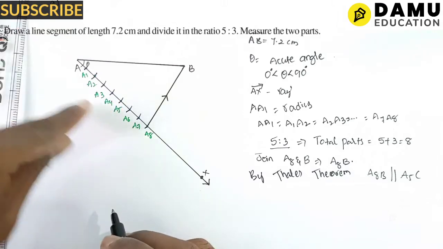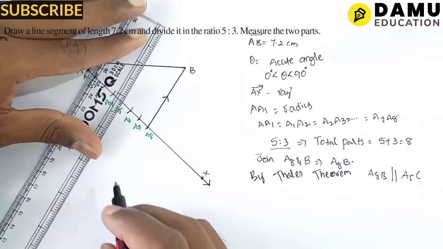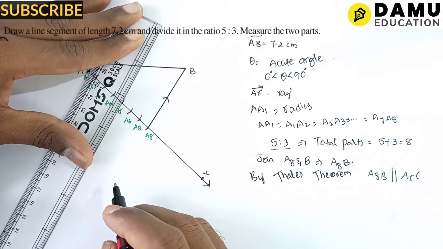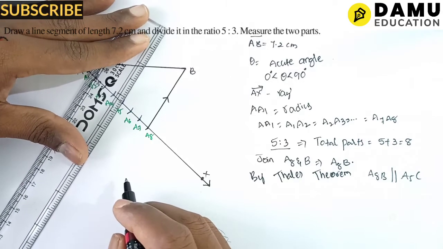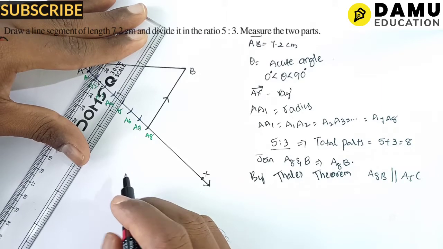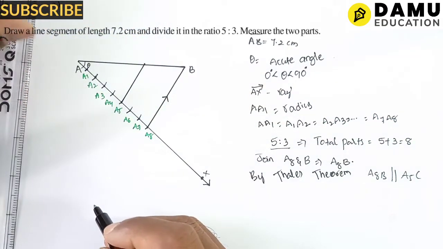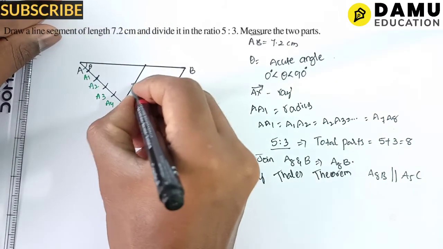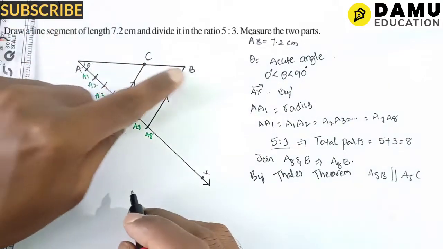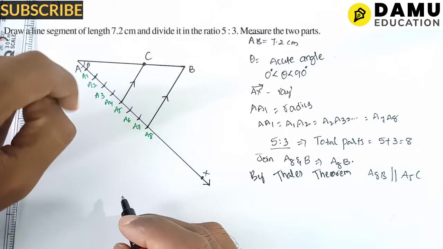1, 2, 3, 4, 5. So let's take the point right here, parallel to this. These two are parallel. Let's take this as C on AB. So A5C is parallel to A8B.